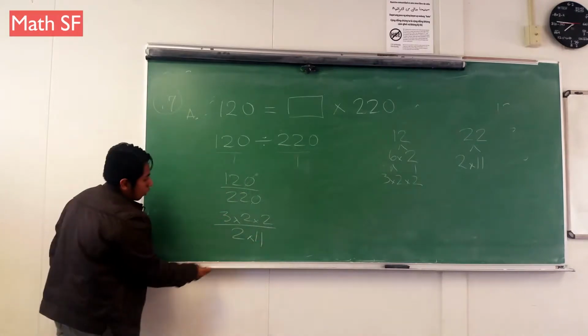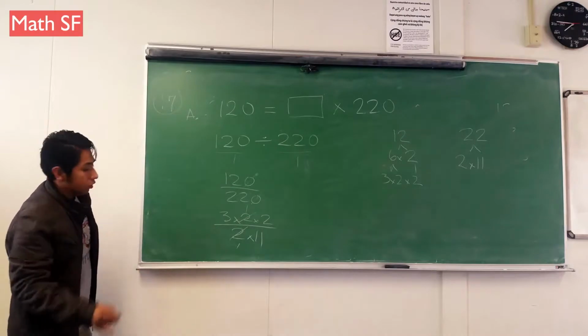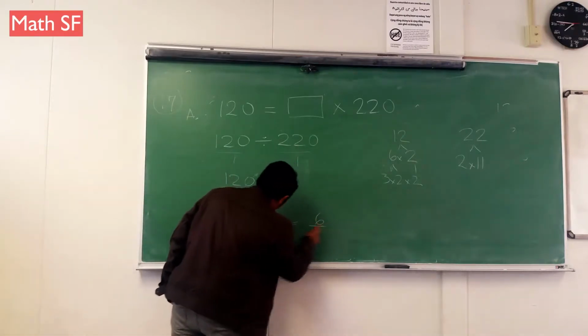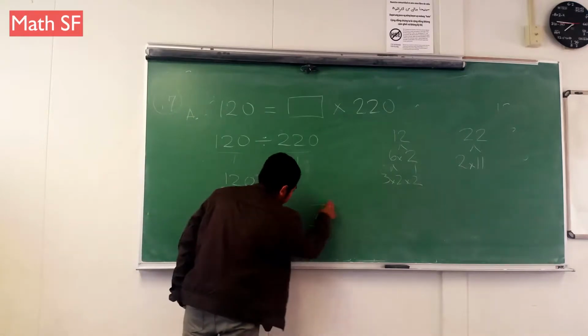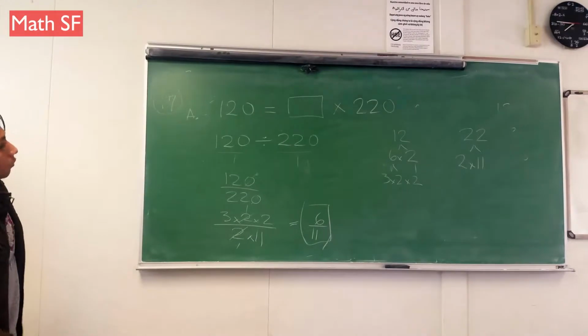So now let's cancel one of these out. It's a pair of 2s. Now that's all I'm left with. So 3 times 2 is 6, which will be 6 over 11. And that will be it.